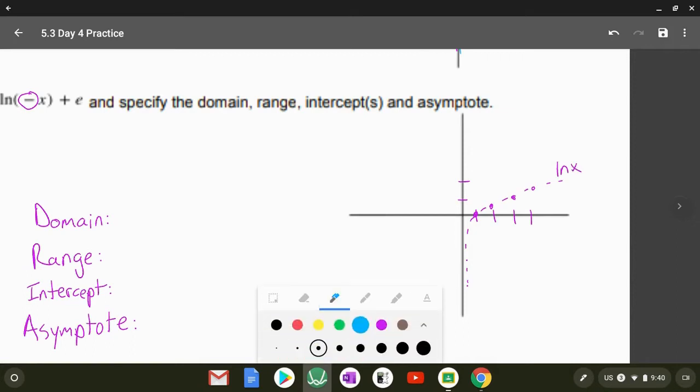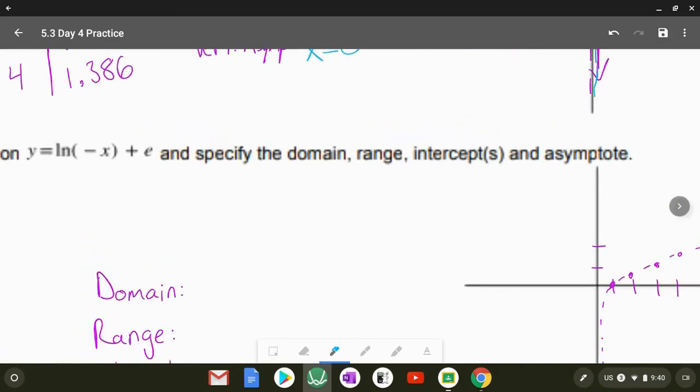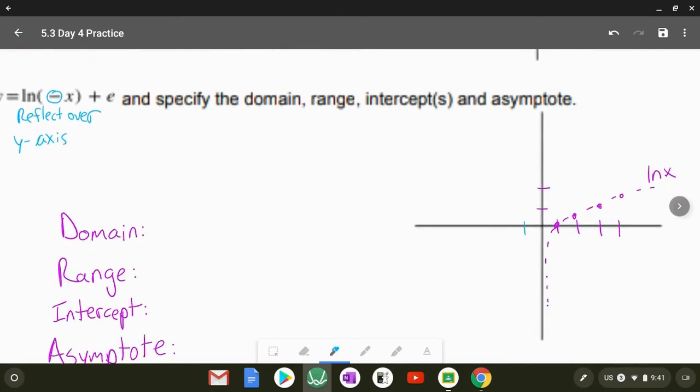And what we want to do here, change the color, is this negative on the inside. The negative being multiplied on the inside means we're reflecting over the y-axis. So it's going to be a horizontal reflection. So that's the first thing we can do. So we can flip it, reflect it over that y-axis. So that's the first transformation. Didn't affect our vertical asymptote.